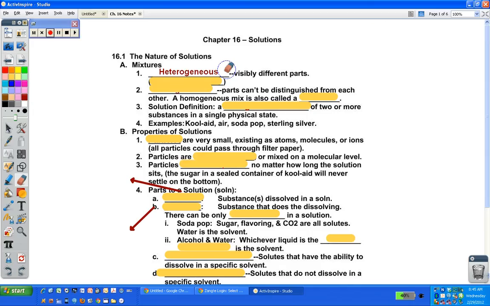Now there's a whole other name that I like to call it. I made it up. It's not really a word.